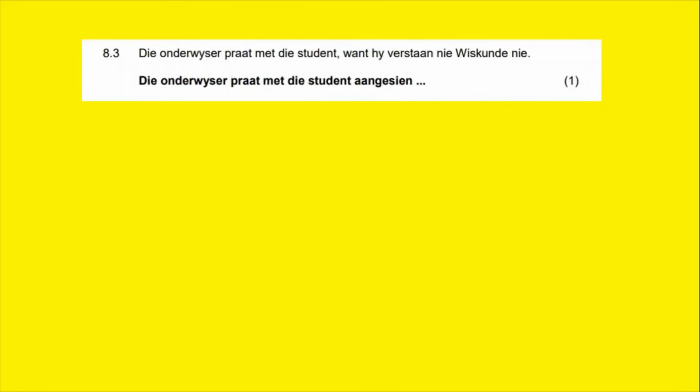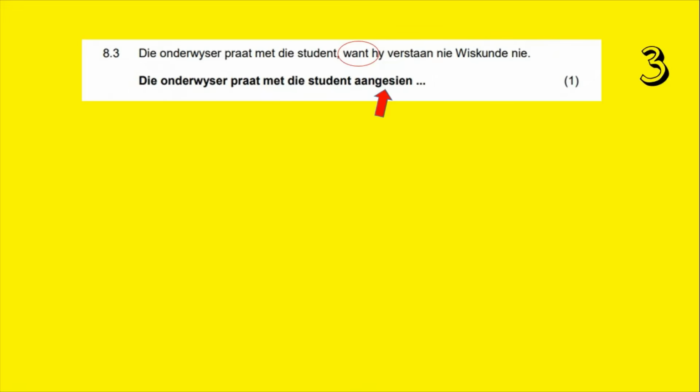Die onderwyser praat met die student, want hy verstaan nie wiskunde nie. Again, already combined with want. However, oh, shame, poor want. They want us to swap it. Die onderwyser praat met die student aangesien. They want us to use aangesien. There's actually nothing difficult about aangesien. We just don't ask it too much for the lower grades. I don't think I've even mentioned it in the other video. But aangesien is groep 3, so we just need to know what happens in group 3.